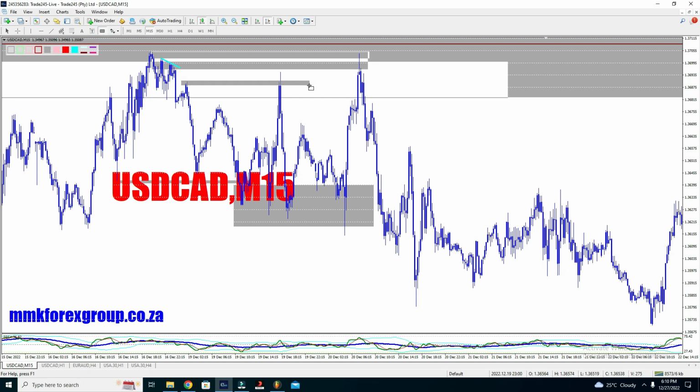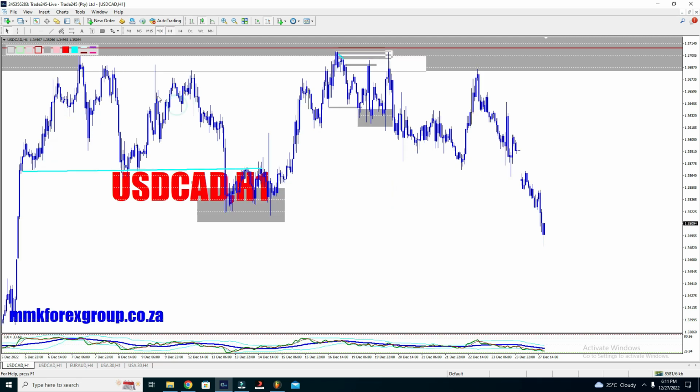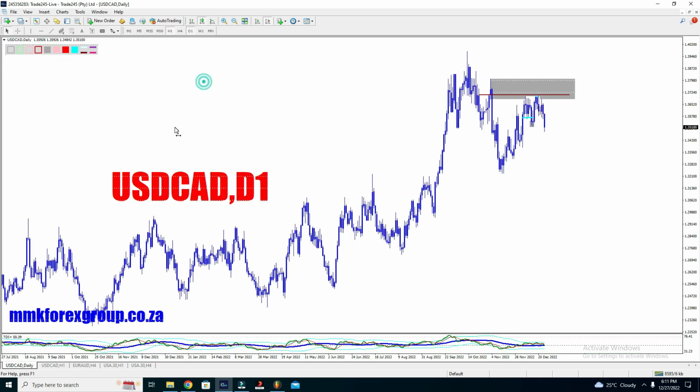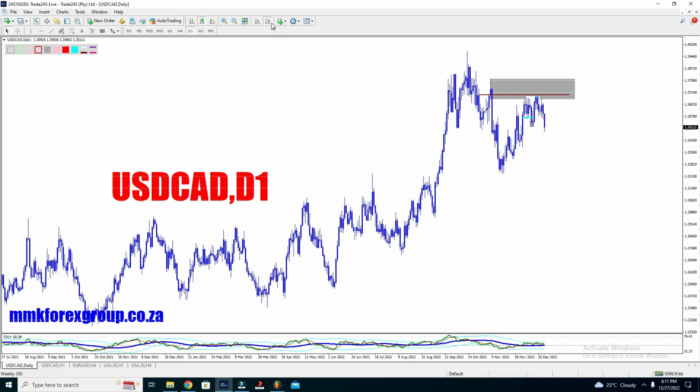Price then went back to this area, and this is where we actually had that movement to the downside. But this is all because we had understood what we are looking for in the daily time frame, what the daily time frame is showing us. Remember, seeing this from the higher time frame with clarity will increase your probability.